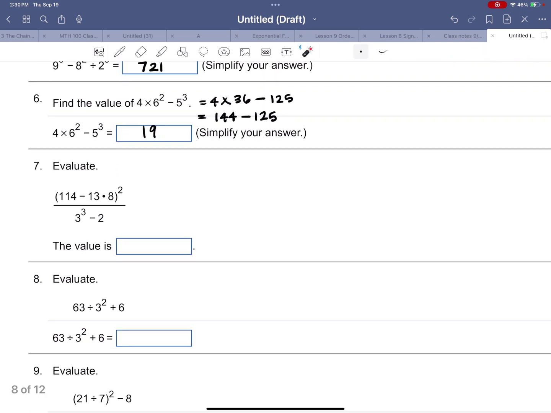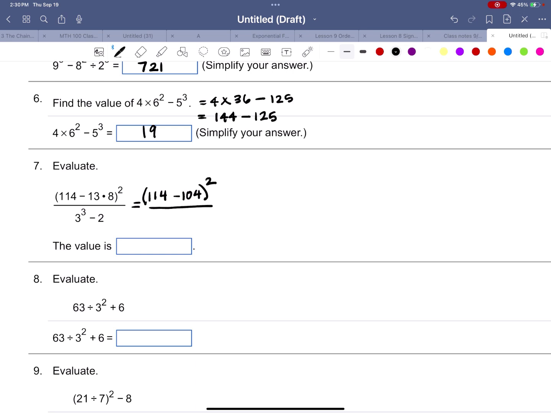Number 7, we have parentheses, multiplication, exponent, division bar, another exponent, and a subtraction. So parentheses has to come first, and then we'll do everything in there squared, and then the denominator. So this is 114 minus 13 times 8, 104. This looks like a problem we've already had, doesn't it? I think it's exactly the same. But that's okay. It's good practice.